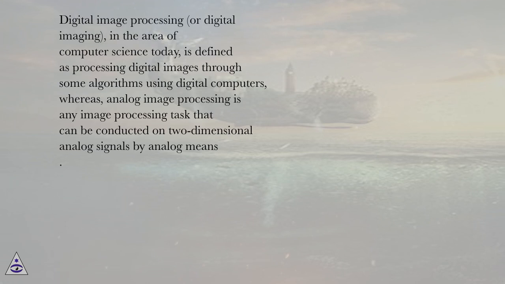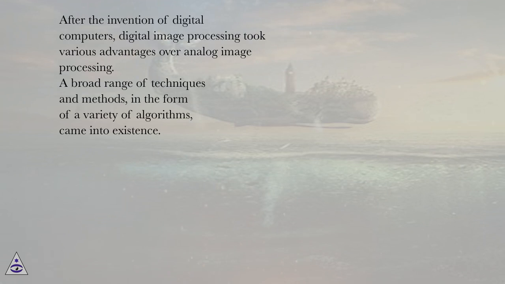Digital image processing, or digital imaging, in the area of computer science today, is defined as processing digital images through some algorithms using digital computers, whereas analog image processing is any image processing task that can be conducted on two-dimensional analog signals by analog means. After the invention of digital computers, digital image processing took various advantages over analog image processing.